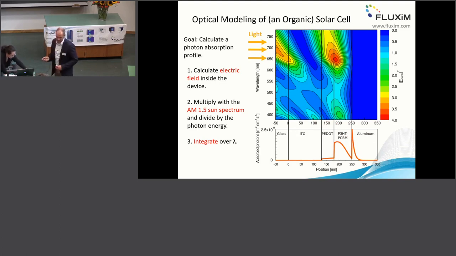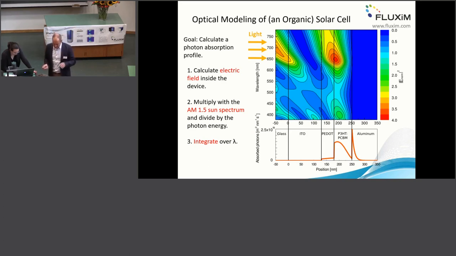So what we do, we have an electromagnetic wave propagation, and on the upper part we plot the field square, so the light intensity for each given wavelength. And then this light penetration is convoluted with the AM 1.5 sun spectrum, and in the end integrated over lambda, and then we can plot the absorbed photons per second, per area, and per nanometer. So this is the first step.